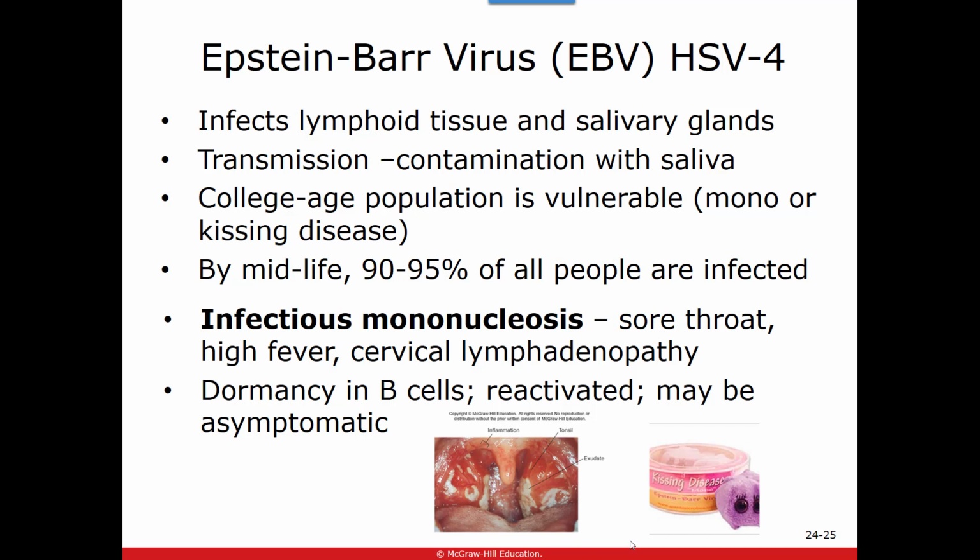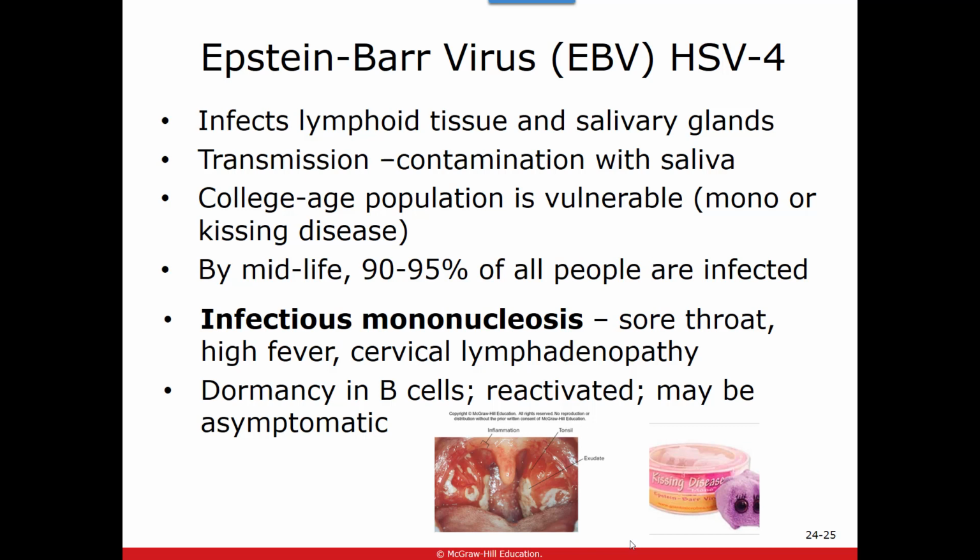Now, the high school and college age population is the most vulnerable and usually the ones most commonly picking up this particular virus. It's nicknamed mono or the kissing disease because it is spread by kissing. But they say by midlife, 40s, 50s, about 90 to 95% of all people are infected with this virus. It means at some point you probably are going to pick it up.